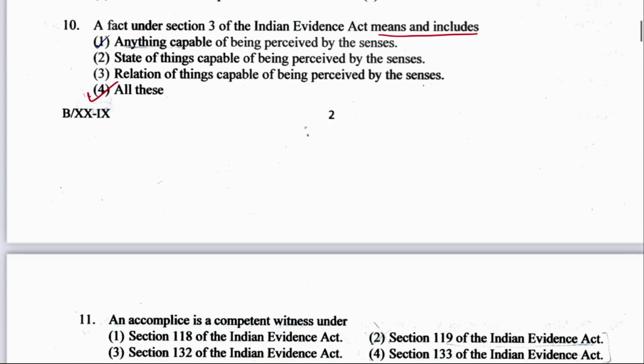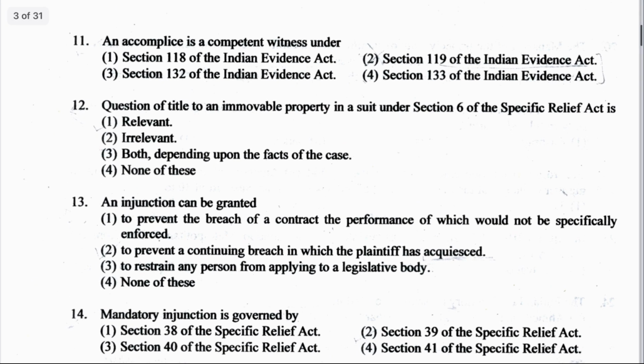Right? Now come to question number 11. An accomplice is a competent witness under which section? Section 118, 119, 132 or 133 of the Indian Evidence Act. It is a question from chapter 9 of the Indian Evidence Act, which talks about witnesses. Accomplice comes under which section? Section number 133 of the Indian Evidence Act. The right answer is option number 4, 133.